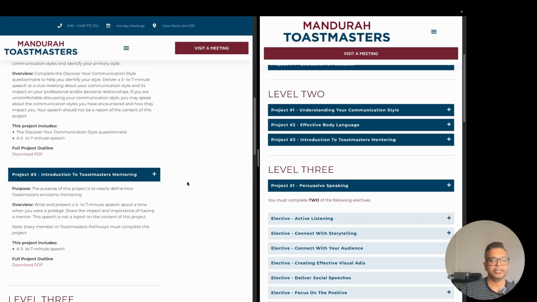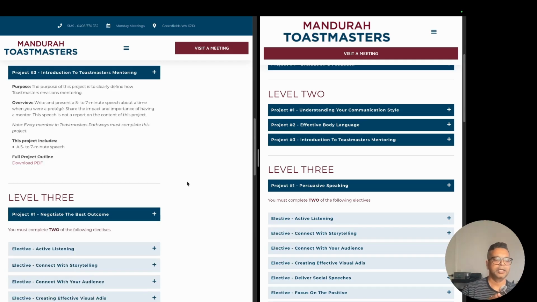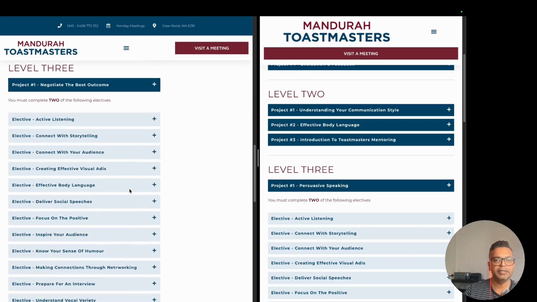And introduction to Toastmaster mentoring, you focus on when you were a protege and somebody mentored you, what was your experience, and then you put that project in a speech for 5 to 7 minutes, mentioning what was your experience in Toastmaster mentoring and why should everybody become a mentor. So you achieve level 2 of dynamic leadership. We then move into level 3.